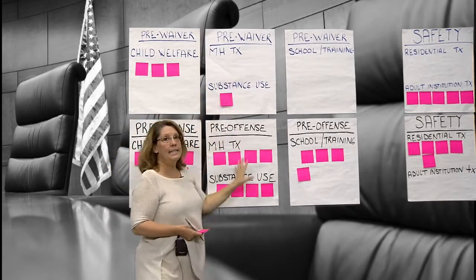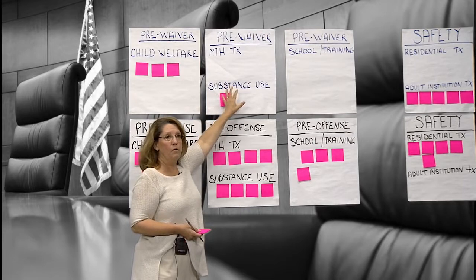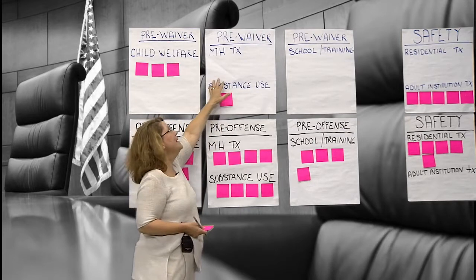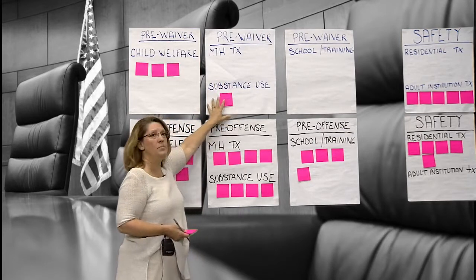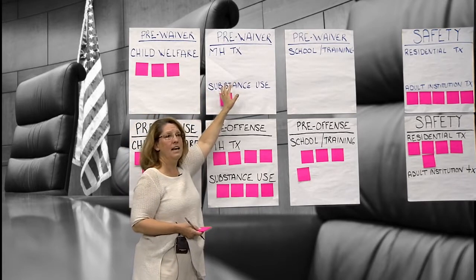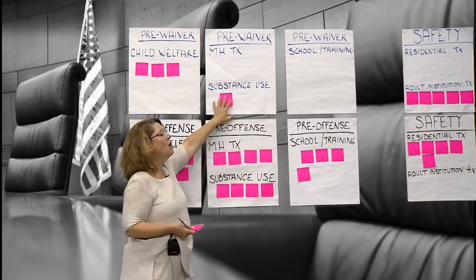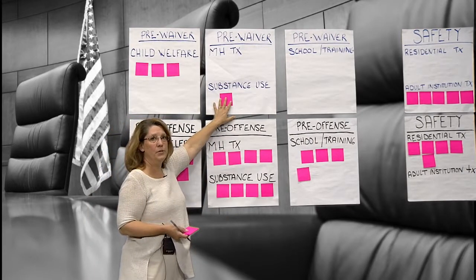Now, in this system of care, what we discovered was that those who were waived to adult court were substantially diagnosed with needing mental health treatment and needing substance use treatment. But you can see none of them, of the 88 cases, not a single case had received any mental health treatment. And only a couple cases had received any kind of substance use treatment.